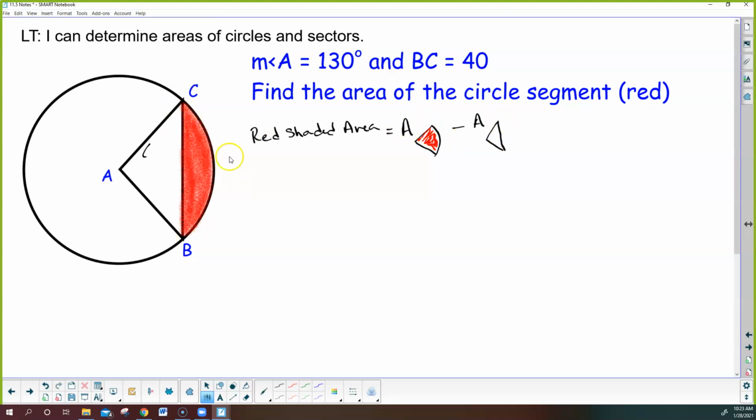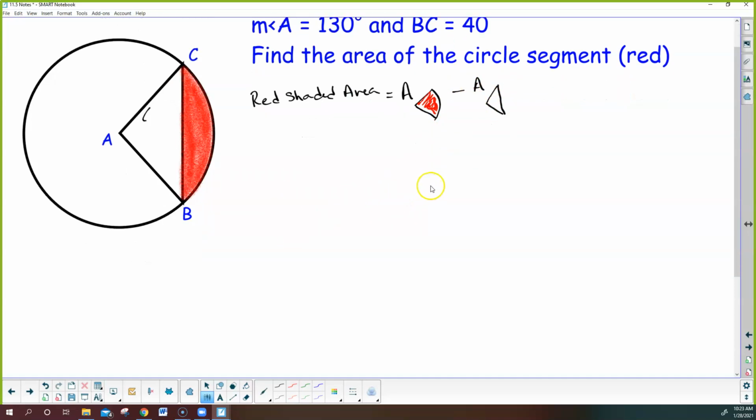So those are my two things. I need to find the area of the big sector, which shouldn't be too horrible. And then I need to find the area of the triangle, which might be a little more challenging. So I'm going to set off and do some side work down here.